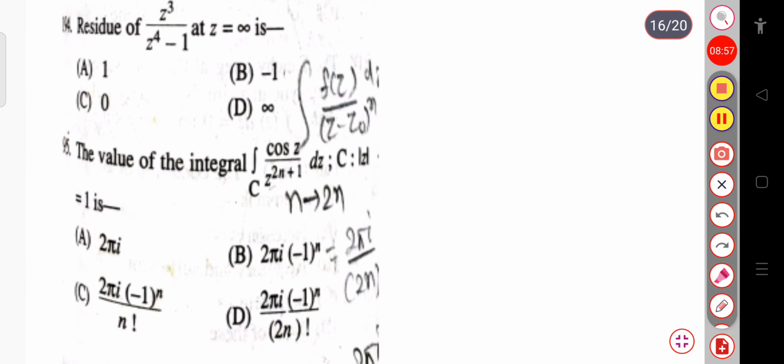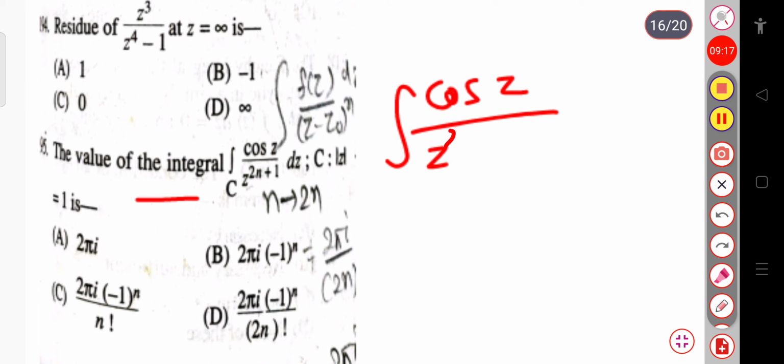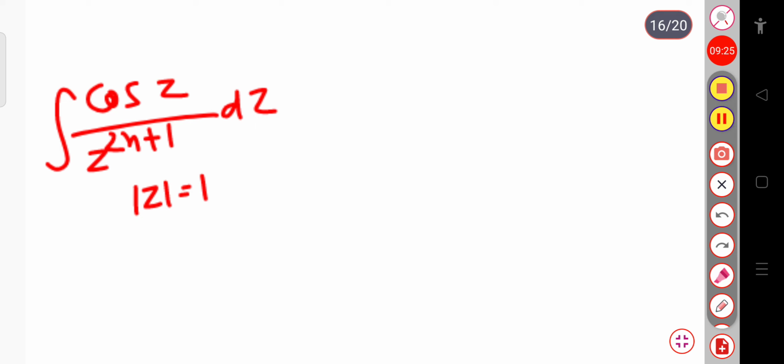Now let us see the next question. The value of the integral, the integration over cos z divided by z power 2n plus 1 into dz, with the modulus of z. The question is, you have to integrate cos z divided by z power 2n plus 1 into dz, but the condition given is mod z equal to 1. Now let us see how we can solve this question.